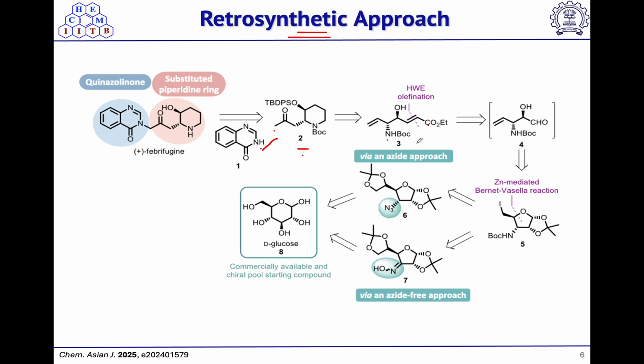Now this compound 3, how can we get it from 4? Via HWE olefination between this aldehyde and this right side fragment. Horner-Wadsworth-Emmons olefination, HWE, is basically a Wittig reaction we have to do on this aldehyde. This is the aldehyde, this carbon is from the aldehyde, and this part we have to take from this Wittig reagent.